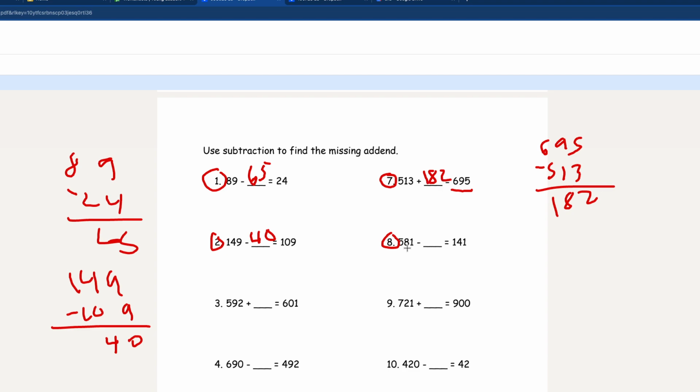Number 8, 581 minus blank equals 141. We're going to do the same thing as we did the past 2 problems. So 581 minus 141. 1 minus 1 is 0. 8 minus 4 is 4. 5 minus 1 is 4. So 440 should be your answer for number 8, as 581 minus 440 should equal 141. So 440 is going to be your final answer for number 8.